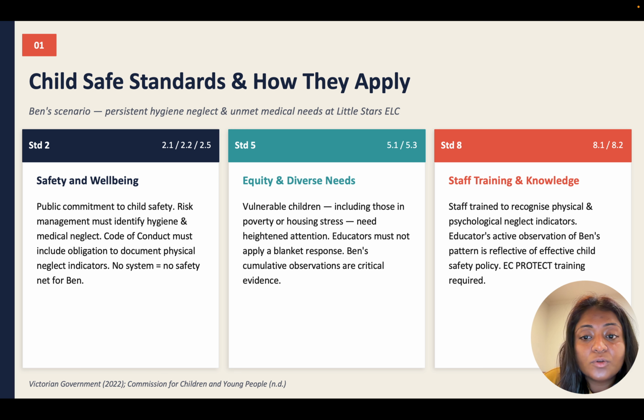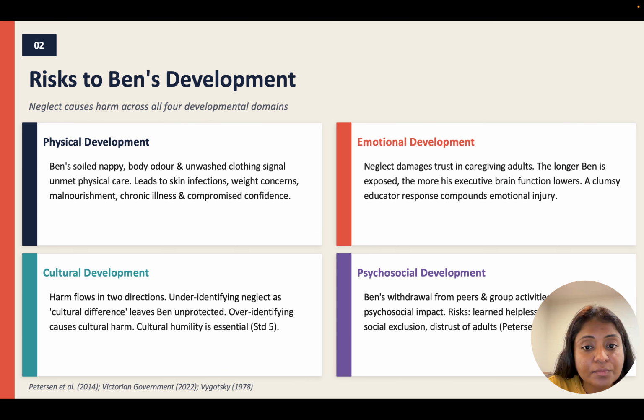Ben's scenario can also be applied to child safe standard number 8, which is about having access to staff training and knowledge. This can be one of the most important standards that can be applied towards this situation. If the staff is trained to recognize physical and psychosocial neglect and its indicators, it will be helpful in return to give prominent and immediate support towards children.